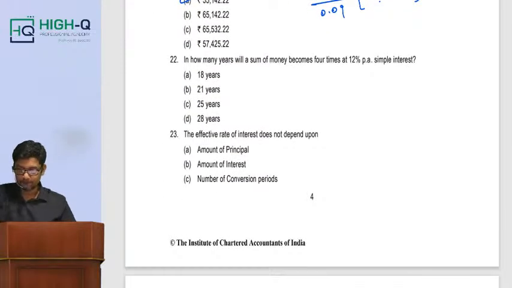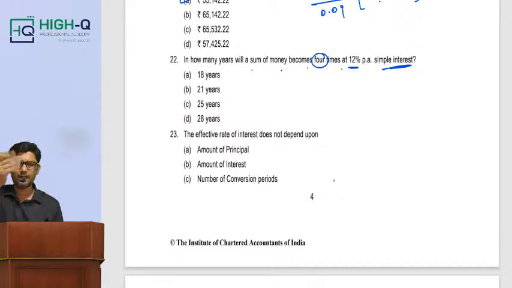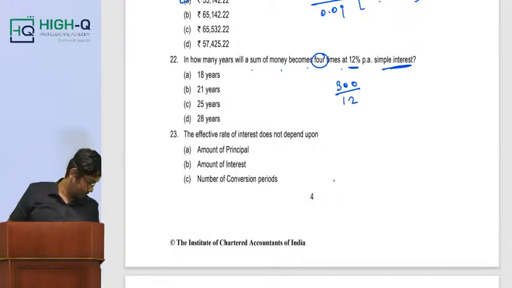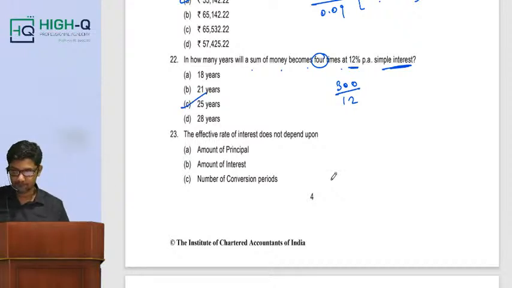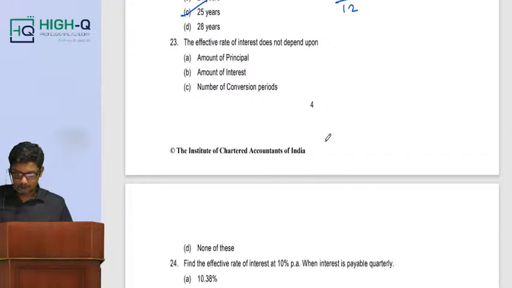Okay. Next one. In how many years will a sum of money become 4 times at 12% per annum simple interest? How many times? 4 times. I think you know what to be done. Sir, 4 times means 300 divided by 12. Tell me what is 300 divided by 12? 25 years. What is it? 25 years.